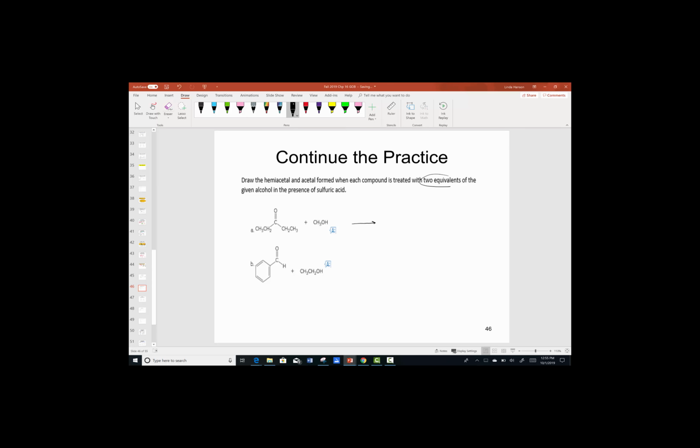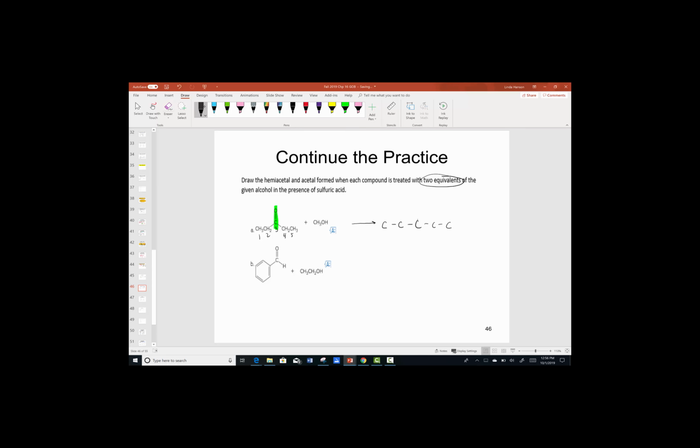Notice that the question gave us 2 equivalents in the process of an alcohol, drawing the hemiacetal and the acetal. So my first job is to recognize the carbonyl carbon as the site of this reaction. In my first step, I count out 1, 2, 3, 4, 5. So I'm just going to get my carbon chain ready.